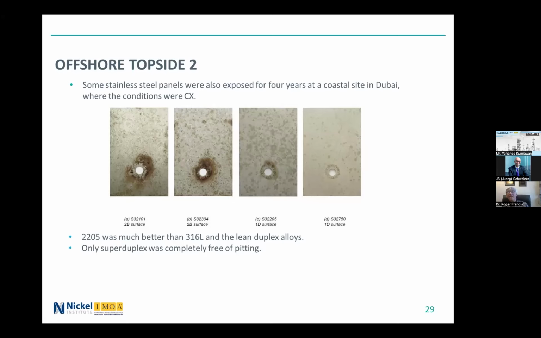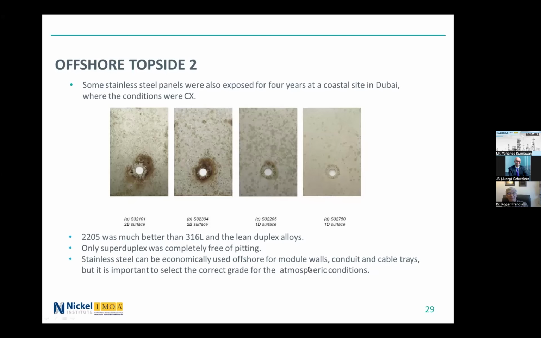So in really aggressive situations, 2205 is going to be a minimum, and if you really need no corrosion at all, then super duplex is a better choice. Stainless steels can be economically used offshore for module walls, conduit and cable trays, but it's important to select the correct grade for the atmospheric conditions.